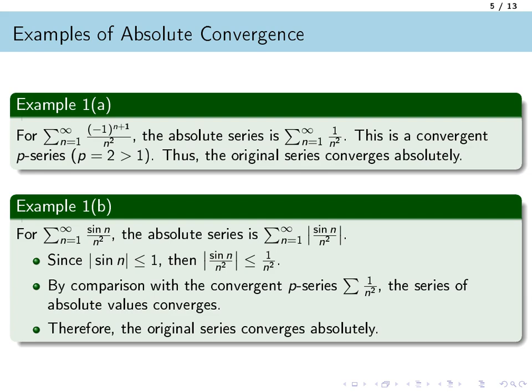Our second example is the sum of sine of n over n squared. We again form the series of absolute values. Since the absolute value of sine of n is always less than or equal to 1, we can use the direct comparison test. Each term in our series of absolute values is less than or equal to the corresponding term in the convergent p-series, 1 over n squared. This means our series of absolute values must also converge. So, the original series converges absolutely, and thus it converges.